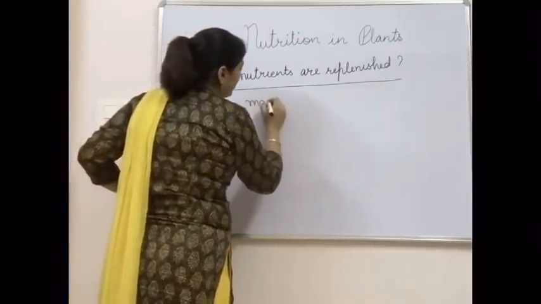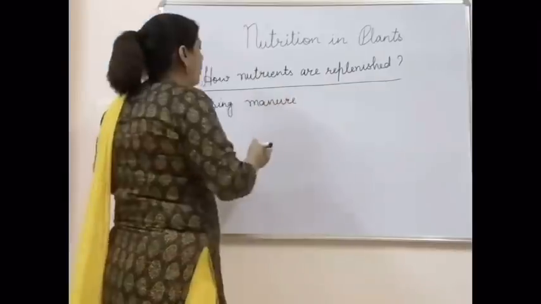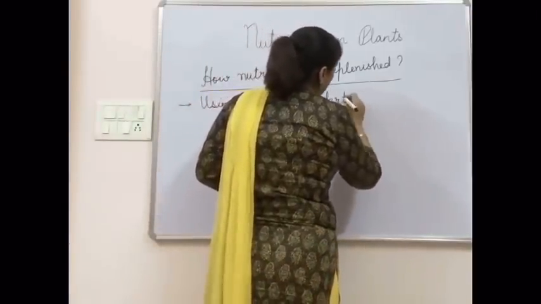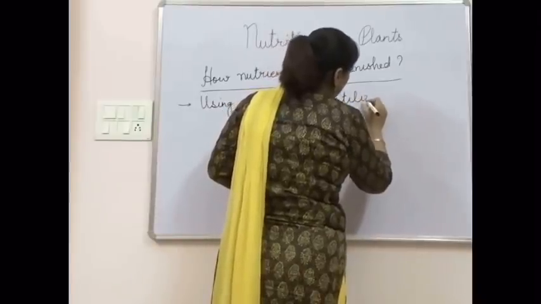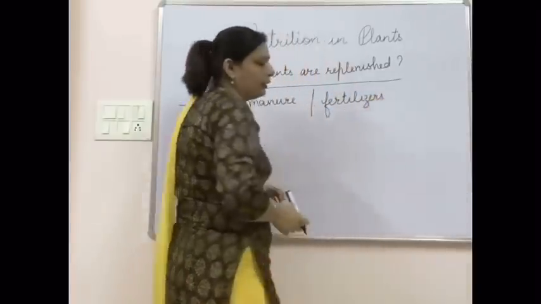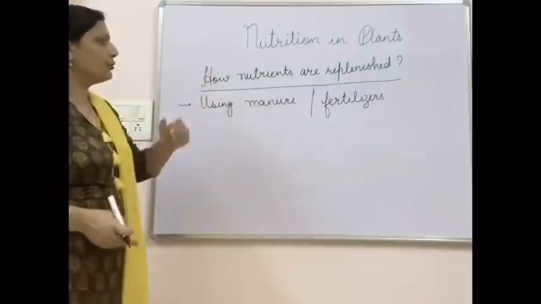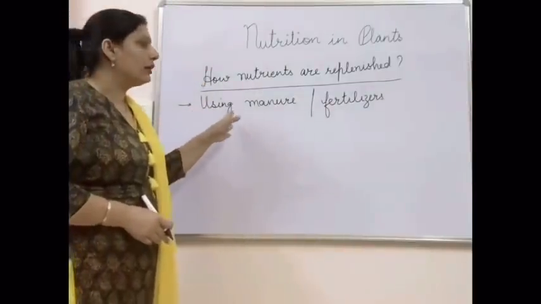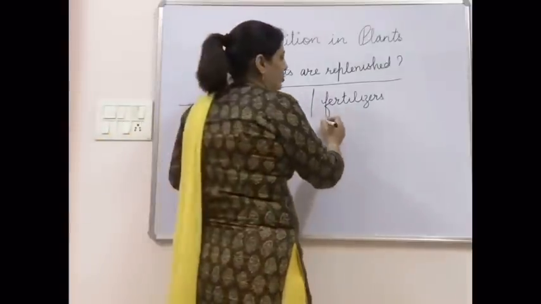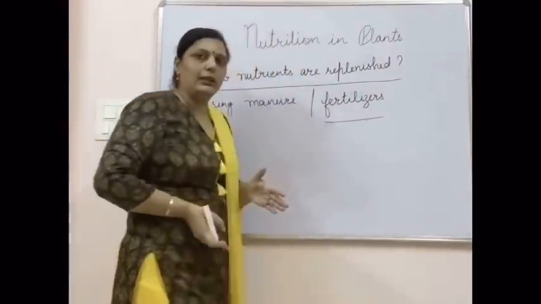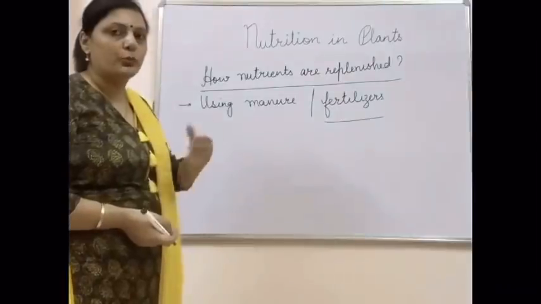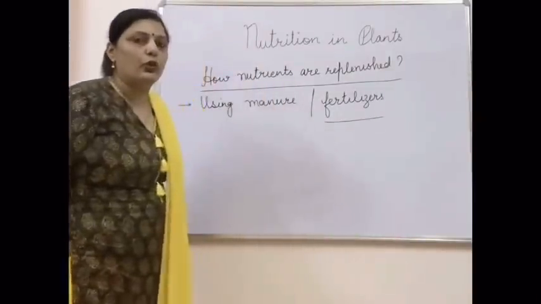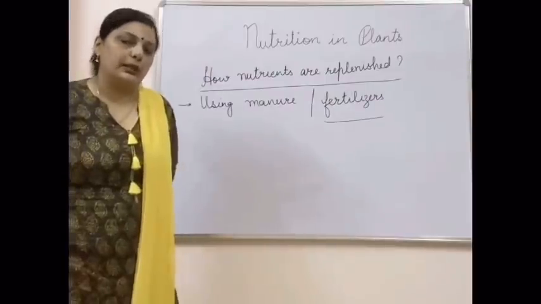manure, or by using fertilizers. Fertilizers are nutrient rich substances which are prepared in the factories. So either you use manure. When you are using manure, then it is considered better, but fertilizers can also be used. Now fertilizers are basically nutrient specific. If you need to put more of nitrogen, then you can put nitrogen fertilizer. If you need to put more of potassium, then you can use potassium fertilizer.